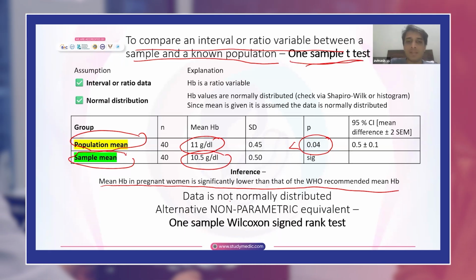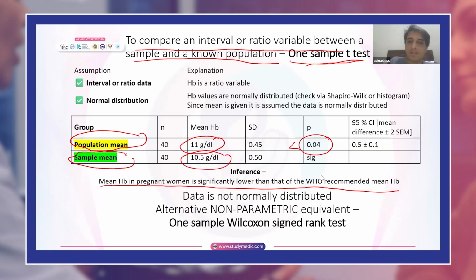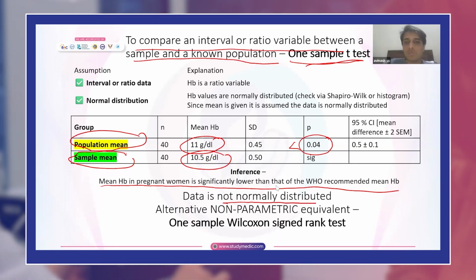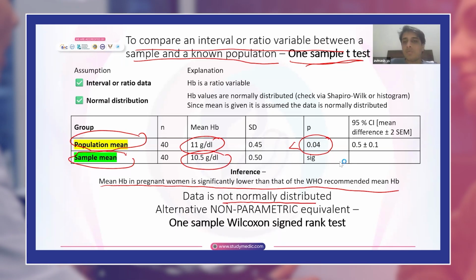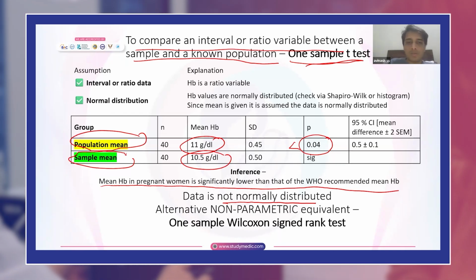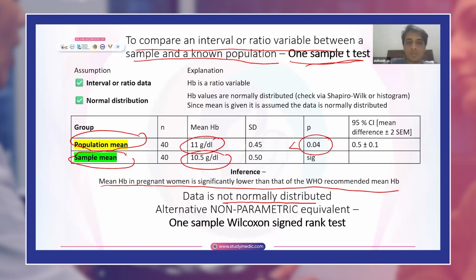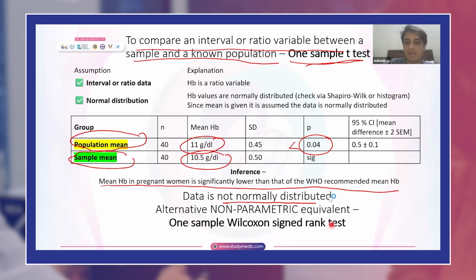And if the data is not normally distributed, then we use what is called the one sample Wilcoxon signed rank test. So that is what we will use when the data is not normally distributed.